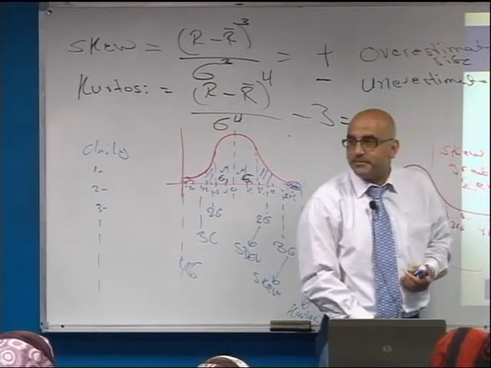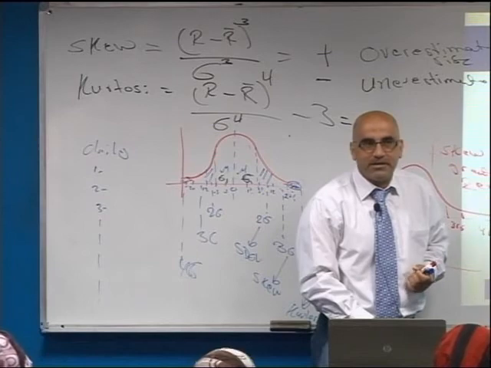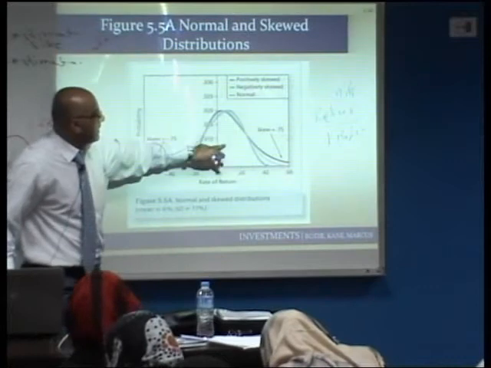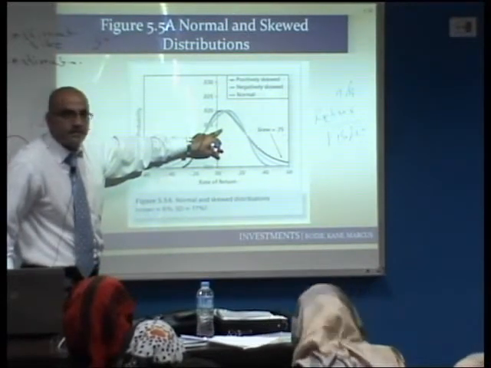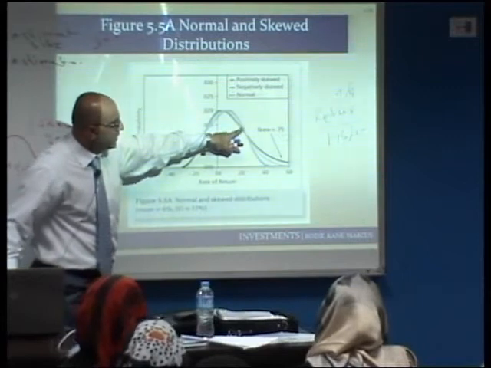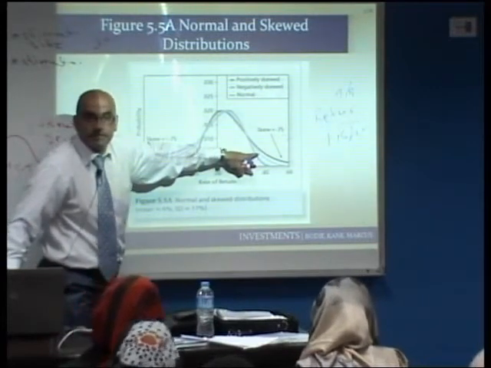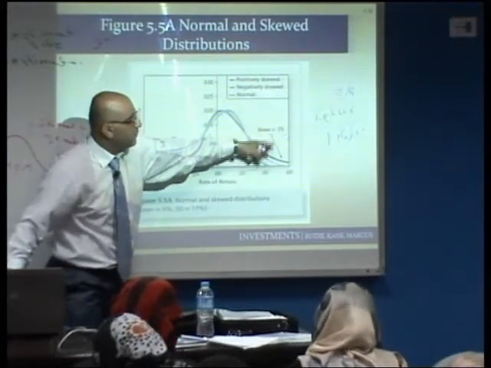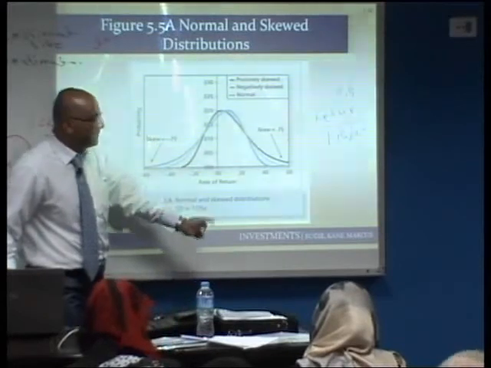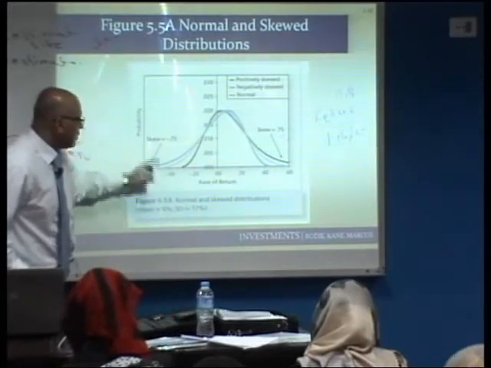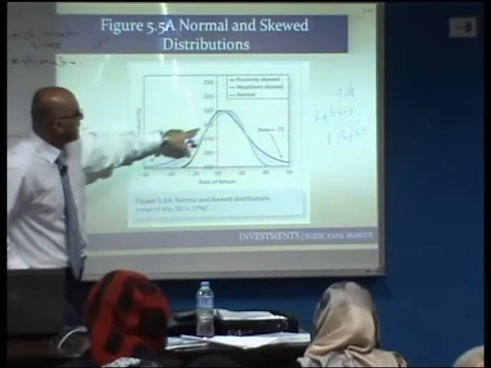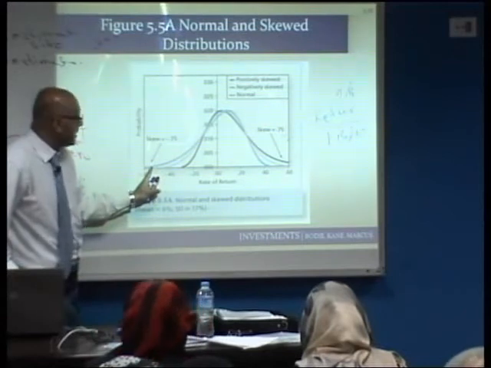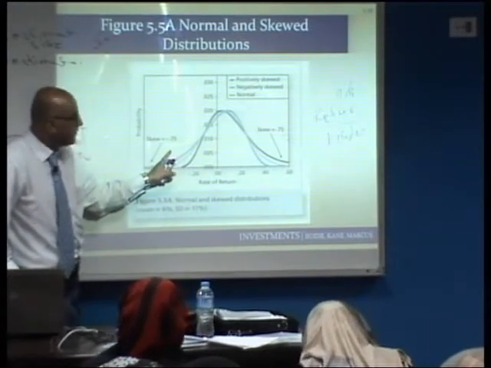Pay attention here. Look at here. Look at the hard black line. This one, so it is skewed to the right. Why is it to the right? Because it is positive, 0.75. Look at this one, which is skewed to the left by minus 0.75.